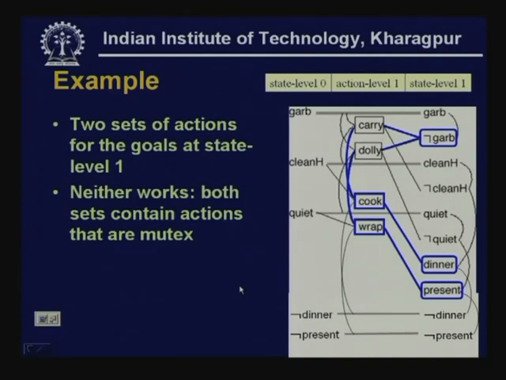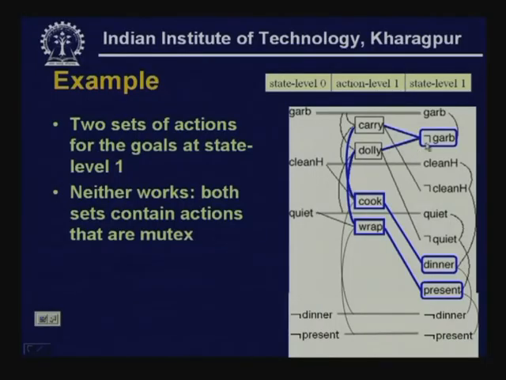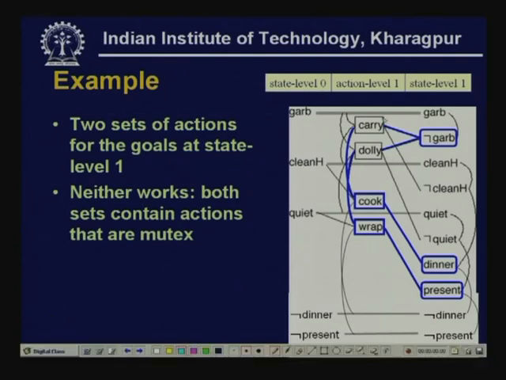So, you see, this plan cannot be extracted from this planning graph, because "not carp" can be achieved in two ways, carry and dolly, and carry is mutex with cook. Cook is required for dinner. Present can be only achieved by wrap, and wrap is mutex with dolly. So, neither carry nor dolly can be executed, which is consistent with these two. So, neither of these work, and so we have to abandon this plan. So, this plan does not exist.